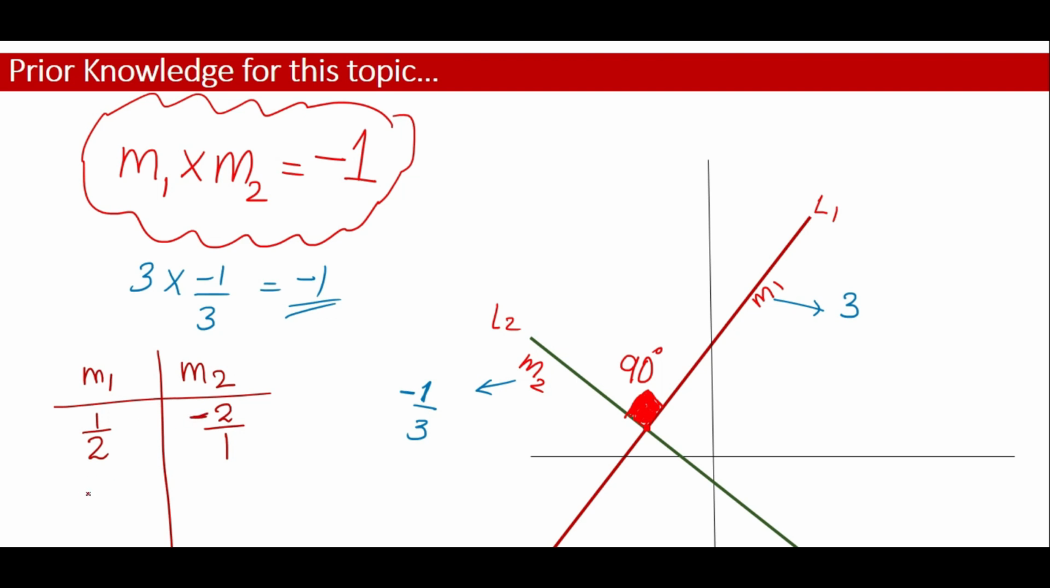Another example, if the gradient of M1 is 4, then the gradient of M2 is going to be 1 by 4. Here it's positive, so this is going to be negative. And similarly, if these values are negative, again you just flip the fraction and then you change the sign. Then you have the midpoint formula.